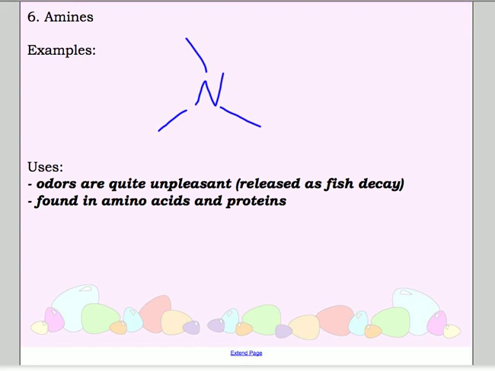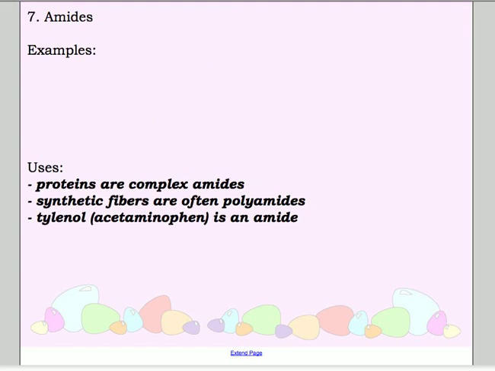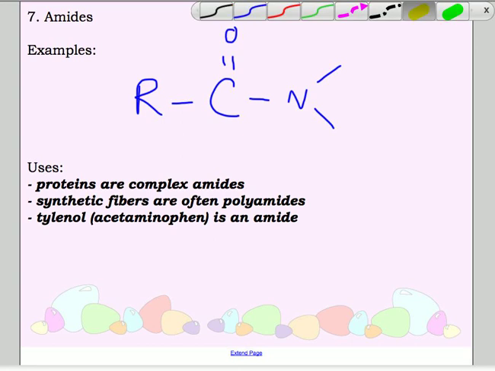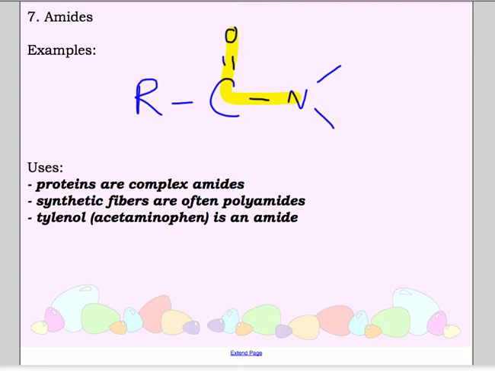And your very last one for organic is an amide, and an amide is like a complicated amine. So it has a nitrogen in it. You have an R group, you have some carbons, and then on one specific carbon, you have a double bonded oxygen, and then you have a nitrogen, and that nitrogen can bond to some things. It could be hydrogens, it could be carbons, but the key that makes it an amide is this double bonded oxygen on the carbon, and the nitrogen. A common amide is Tylenol. If you've ever taken acetaminophen, it's an amide. And again, proteins, all that kind of stuff.